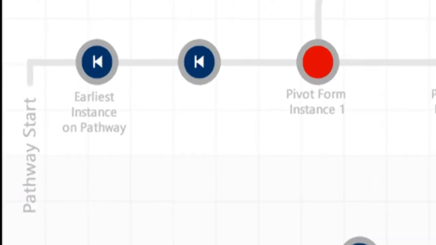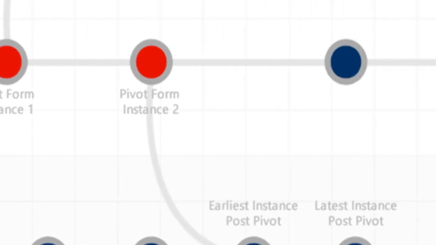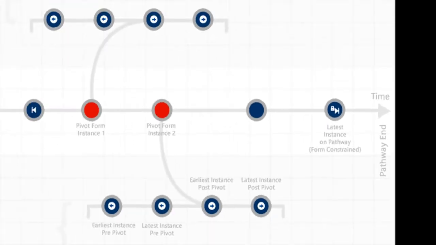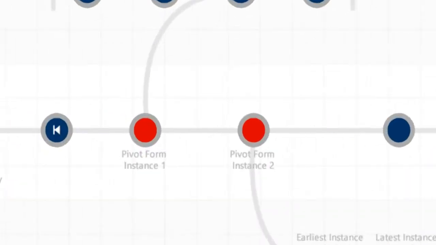This is the earliest point on the pathway that these questions are answered, regardless of whether they appear in the same form or not. If we look at the furthest point on the pathway, you can see a padlock icon. This is the latest point on the pathway that this form was created, regardless of whether the question was answered or not. The rest of the icons are associated with a pivot form.